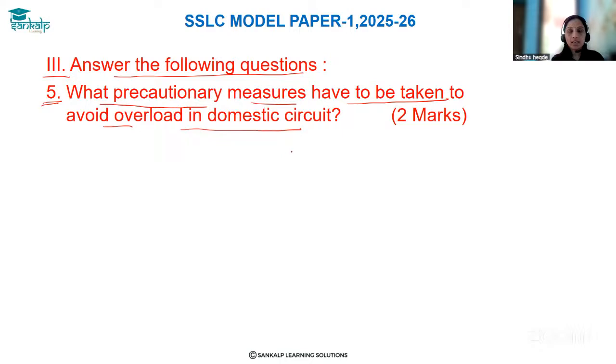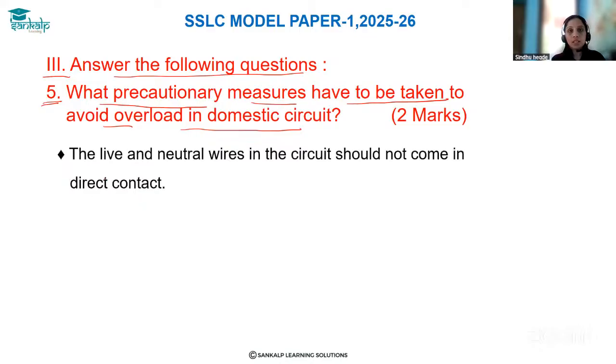The question is related to the precautionary measures which we have to take to avoid overload in domestic circuits. First, the live and neutral wires in the circuit should not come in direct contact. A domestic circuit contains so many wires, and live and neutral wires are among them. These two wires should not come in direct contact. If they do, overload takes place in the circuit. So this is the first precaution.